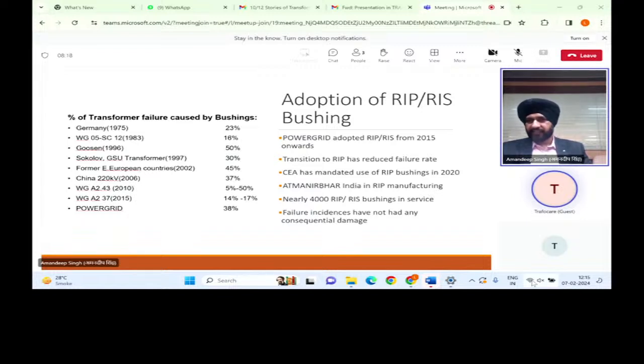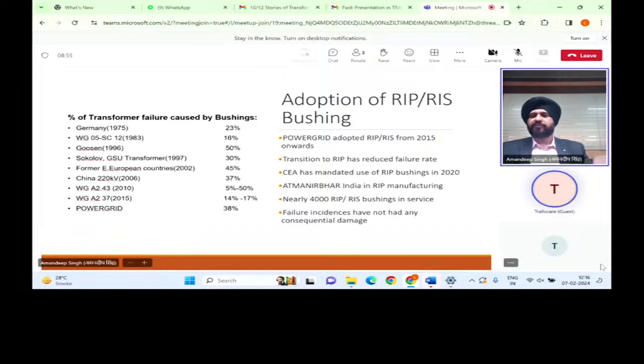Talking about bushings, we have also adopted RIP and RIS bushing. Power Grid has already adopted it since 2015. Now nearly 4,000 RIP, RIS bushings are in service across Power Grid network. Globally, you can see the number of transformer failures caused by bushings ranges from 15% up to 50%. This has been quantified by various studies. Even at Power Grid, our failure rate earlier was almost 38% when we had a lot of OIP bushings.